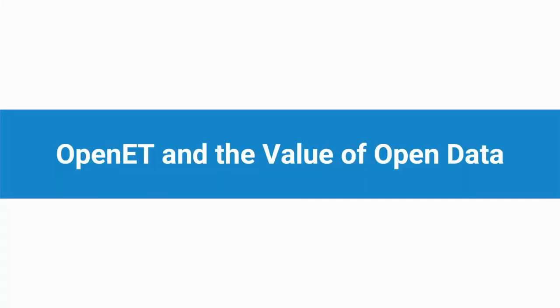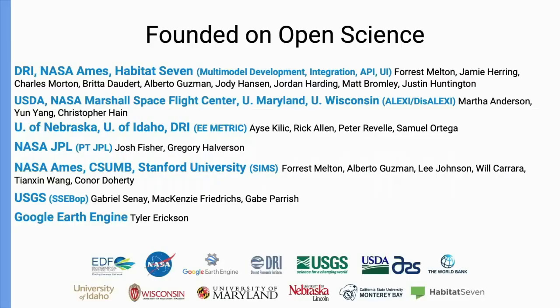So first up, OpenET and the value of open data. OpenET has been founded on open science and has really been a community-driven effort from the beginning. We've brought together many of the science teams that have been working in some cases for decades to develop capabilities to map evapotranspiration across the landscape using satellite data.